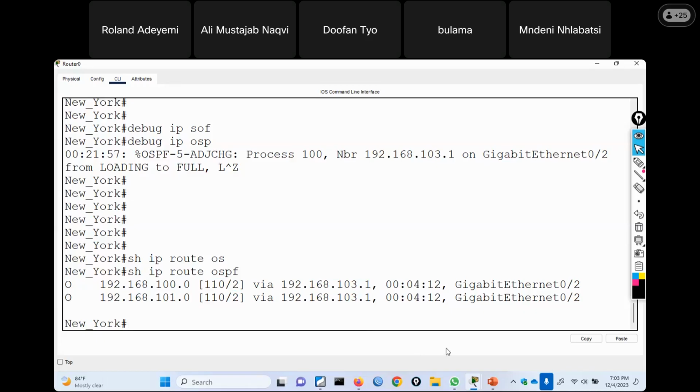So what is the advantage of this? If I go to London now and shut down this interface that connects to 101.0, the New York router will automatically remove it from its routing table. Why? Because it keeps on communicating with the London router. If the London router no longer sends that information that the network is still alive, it will remove it. That is the advantage of dynamic. If it is static, we have to remove it manually. But if it is dynamic, when the network goes down, it is removed from the routing table. And I will show you later.